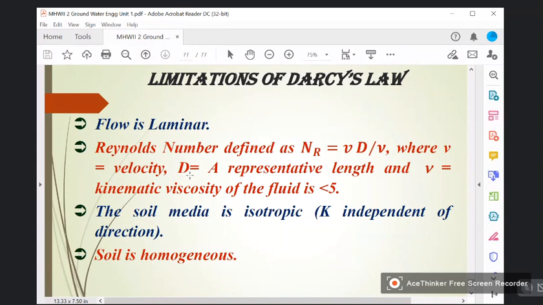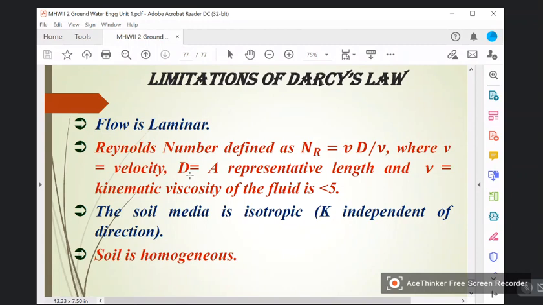So here that characteristic length dimension is a representative length. It may be the grain size or it may be the pore size or anything else. Normally it is taken as the grain size. Where V is the velocity, D is the representative length, and nu is kinematic viscosity. So this should be less than 5. Then only this is valid. Darcy's law is valid only when the Reynolds number is less than 5.